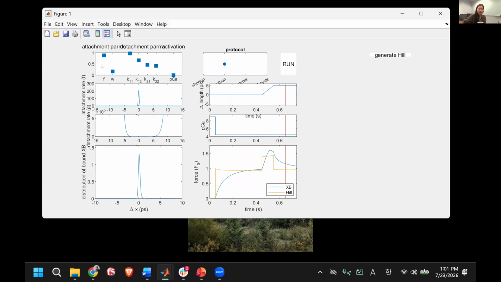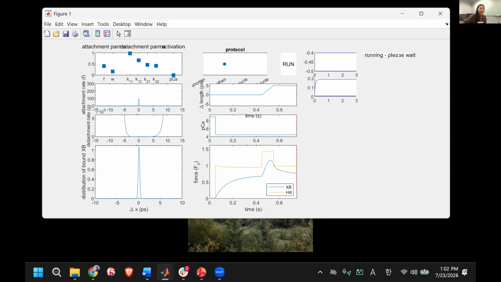But when you start changing the muscle properties, let me just reduce the attachment rate because that is the most straightforward thing to see. So now the probability of a cross-bridge being attached is reduced. And because of that, we get overall less force. But the Hill-type muscle model didn't update yet, so it is not estimating the force correctly. So now we can generate the Hill-type curve using these new parameters by clicking the Generate Hill button.